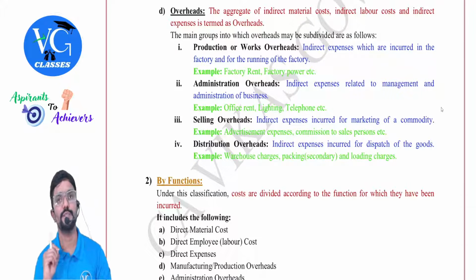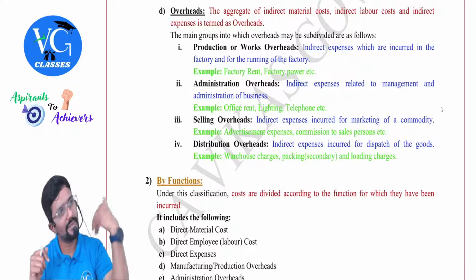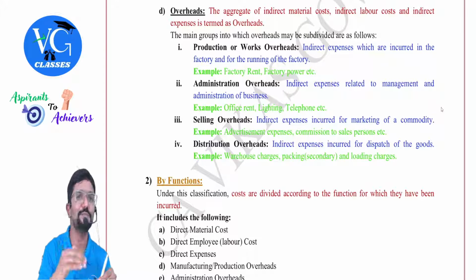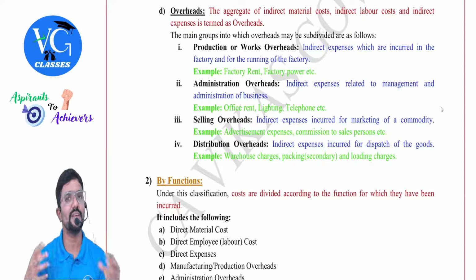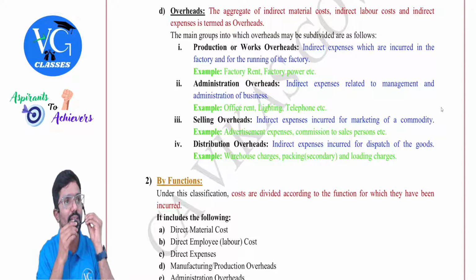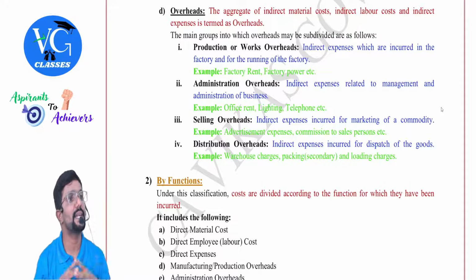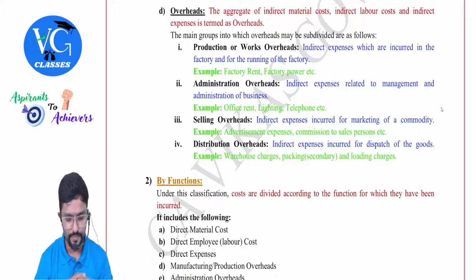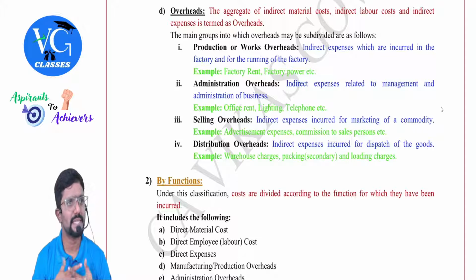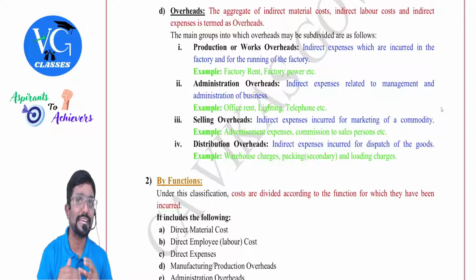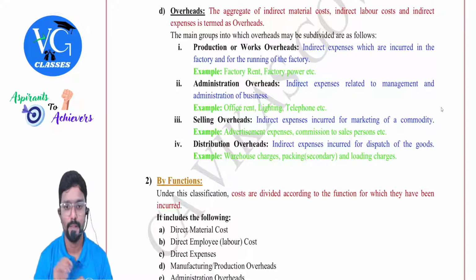Last one is distribution overhead. Sir, now we have found the customer, we have sold the product. Now I have to get my product to him. Any cost which I incur for that is called distribution, like freight outwards or the transportation cost, or even if there is any packing to be done. Example: warehouse charges, packing, that is secondary packing, which is packed at the time of delivery. Then the loading or unloading charges or even transportation cost will come in.